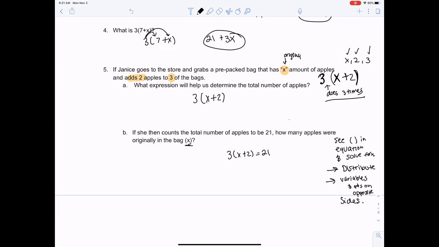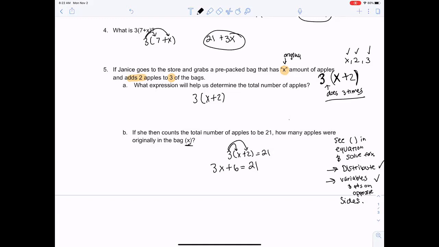So, okay, I'm going to go ahead and distribute. So if you distribute, what do you get? When I distribute, I get 3x plus 6 equals 21. That's my first step. Then I want to make sure that all variables are on one side and then numbers are on the other. I typically always leave variables to the left. It really doesn't matter. I could make them to the right and move all numbers to the left. But for this purpose, I'm going to go ahead and get rid of the 6 and put it over here and leave that 3x on its own.